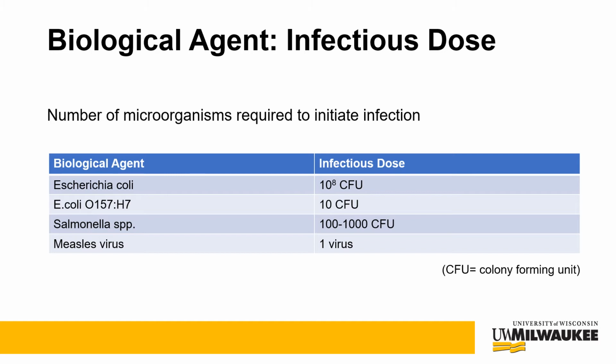For example, a typical E. coli needs about 10 to the 8th colony-forming units to actually establish any kind of infection in a human. However, if you look at E. coli O157:H7 within that species, it only needs 10 colony-forming units to initiate an infection in humans. Salmonella species need anywhere between 100 to 1,000 colony-forming units. And a measles virus only needs a single virus to initiate an infection in a human.